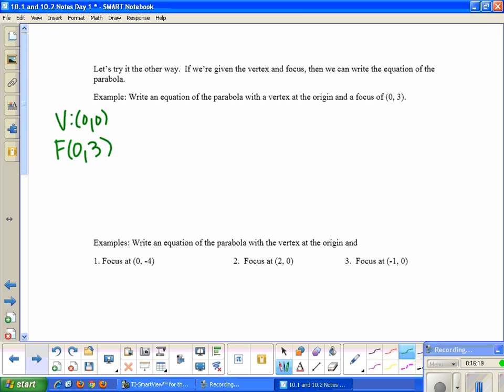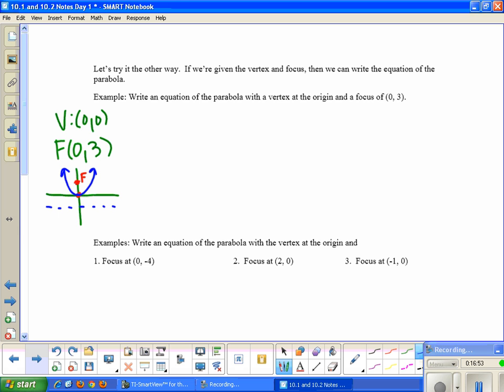So the first thing you should do is always draw a sketch. It helps you determine which way your graph is going to open. In this case, I have the vertex at the origin, and my focus is at (0, 3), which would be here. Remember that for your parabola, the focus is always on the inside of it, so I know my graph has to open upwards because of that. And I know my directrix would be down here. It didn't ask me to find it, but that's what I know.